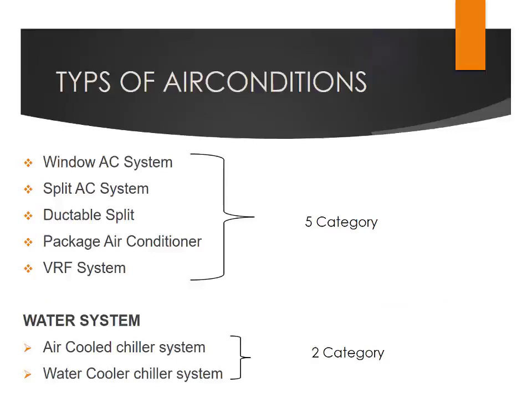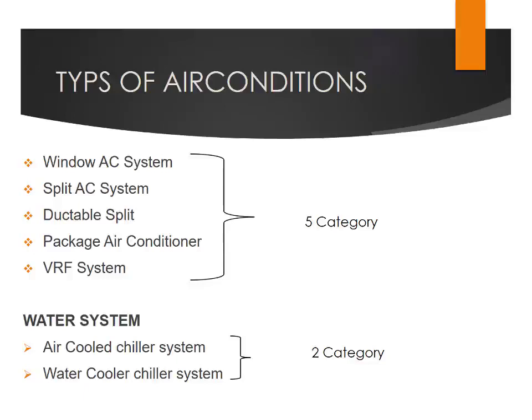Types of air conditioners. We've spoken about the two main types, but the direct system is categorized under five types or headings. For the direct expansion systems, we have the window AC system, which I will show you in an image later. We have the split AC system, the ductable split AC system, the package air conditioning system, and then the VRF or VRV systems.